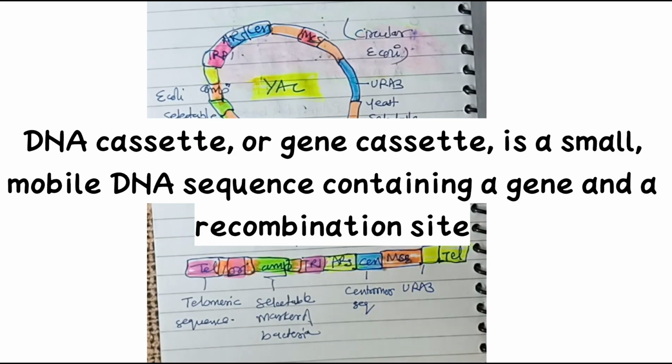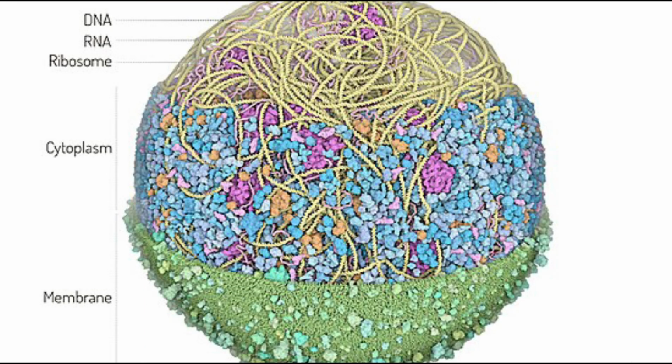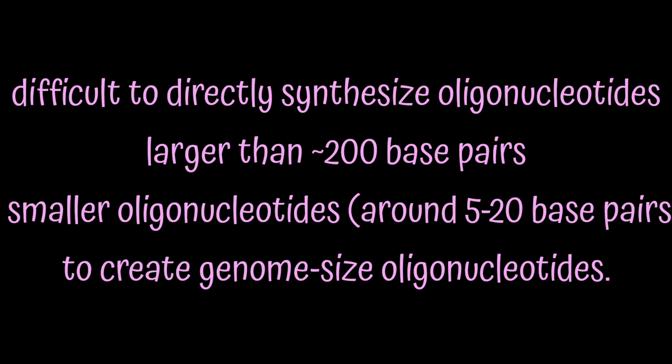So polymerase cycling assembly and TAR technology were used together to construct the 600 kilobase Mycoplasma genitalium genome in 2008. It was the first synthetic organism ever created, Mycoplasma genitalium, which consists of 600 kb. So what was used? Polymerase cycling assembly and TAR technology together were used for this construction. Similar steps were taken in synthesizing the large Mycoplasma mycoides genome a few years later.